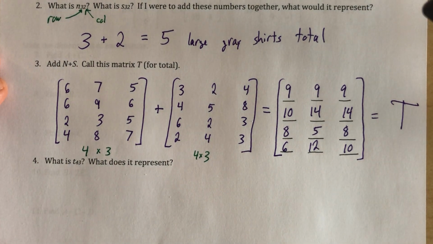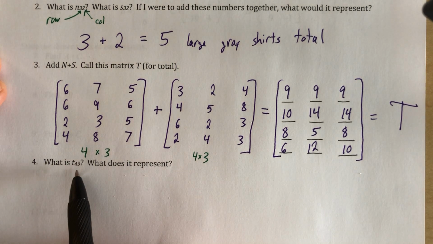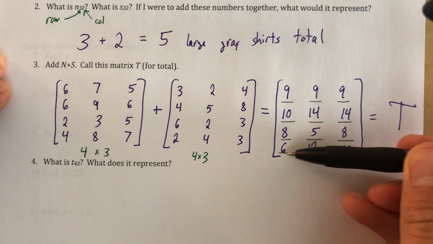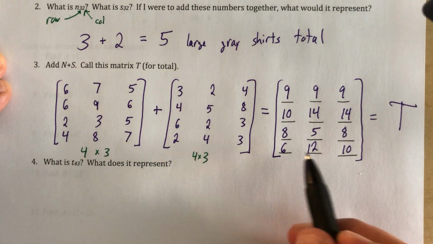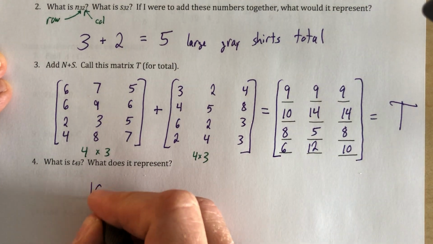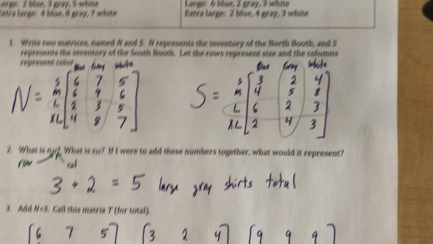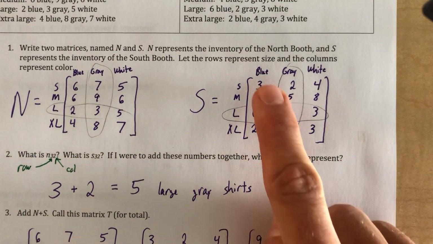All right, so let's actually answer this question. What is T 4, 3? That would be the 4th row, so we're looking at these 3 numbers, and then the 3rd column, 1, 2, 3. So it's 10. And I'm not going to just put 10. I want to know what it represents. What I didn't do on this problem was write down all the marginal stuff, like small, medium, large, extra large, blue, gray, white.